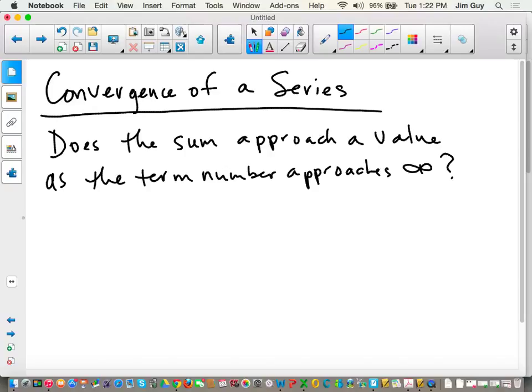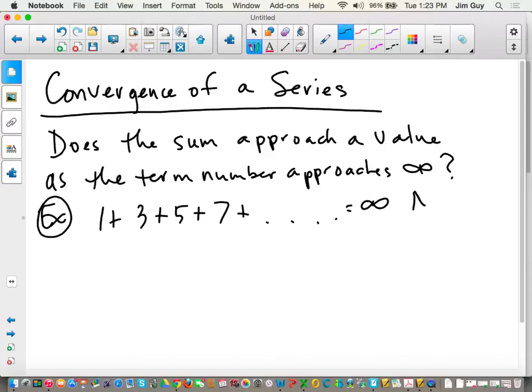So now we're talking about the sum. Some of them are really easy and obvious. Let's go back to that same one we've been doing all along. 1 plus 3 plus 5, generating odd numbers. You've got to keep adding those up. Will the sum approach a number? If you were to stop and think about it, it should be pretty obvious, right? We're just going to keep adding larger and larger numbers on. It's just going to keep being bigger and bigger and bigger. So this would just end up being infinity. So the answer is no. That means this series diverges.